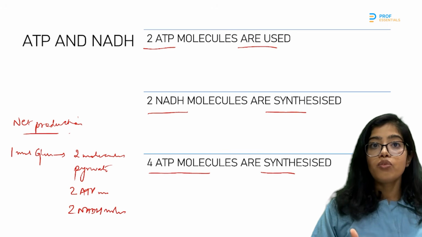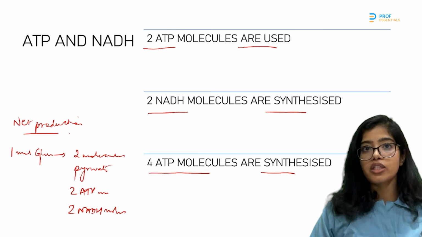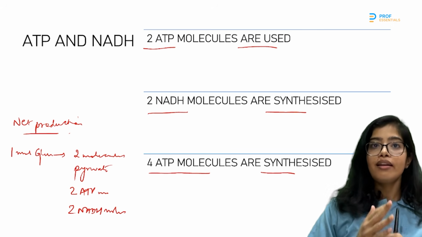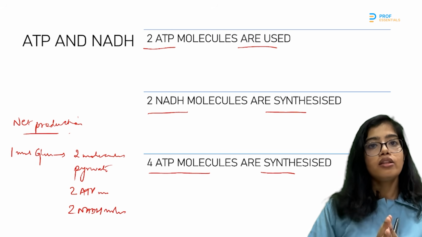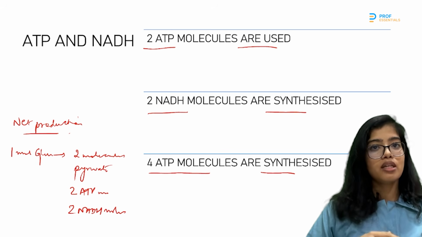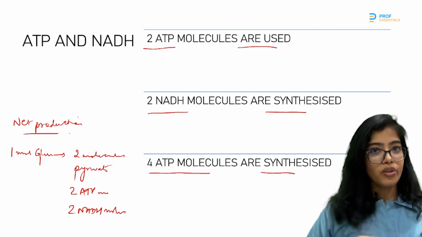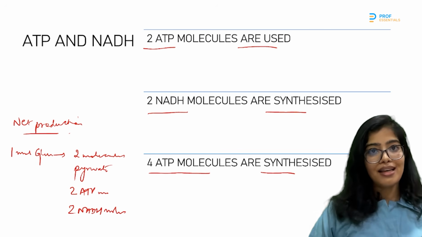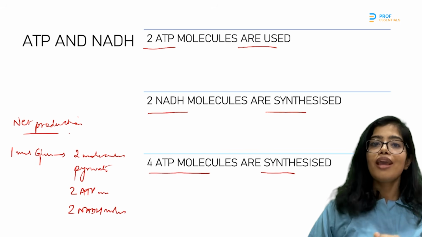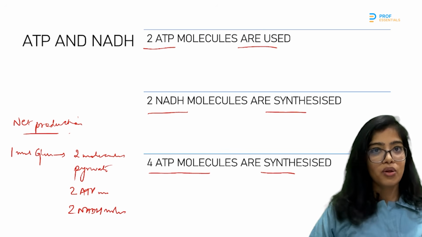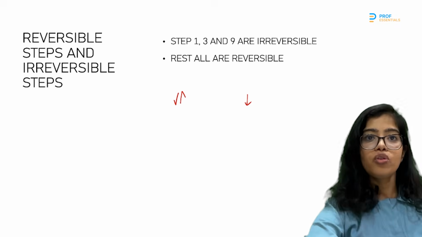Then the next part was the reversible and the irreversible reactions. So 1, 3, and 9 are irreversible. The rest of the steps are reversible. Then for the total ATP molecules, 2 molecules are used, 4 are synthesized, therefore net 2 are produced. 2 molecules of NADH are also synthesized. Got it? So now every one of you must be ready.